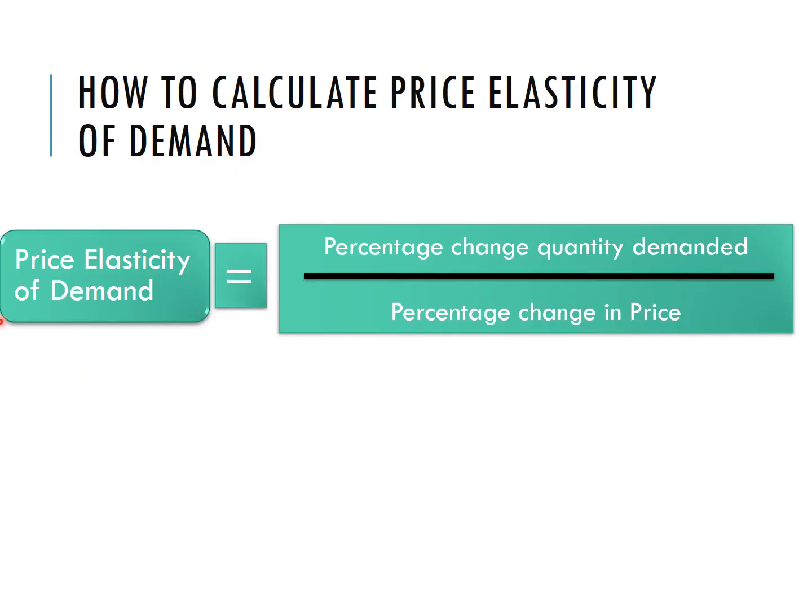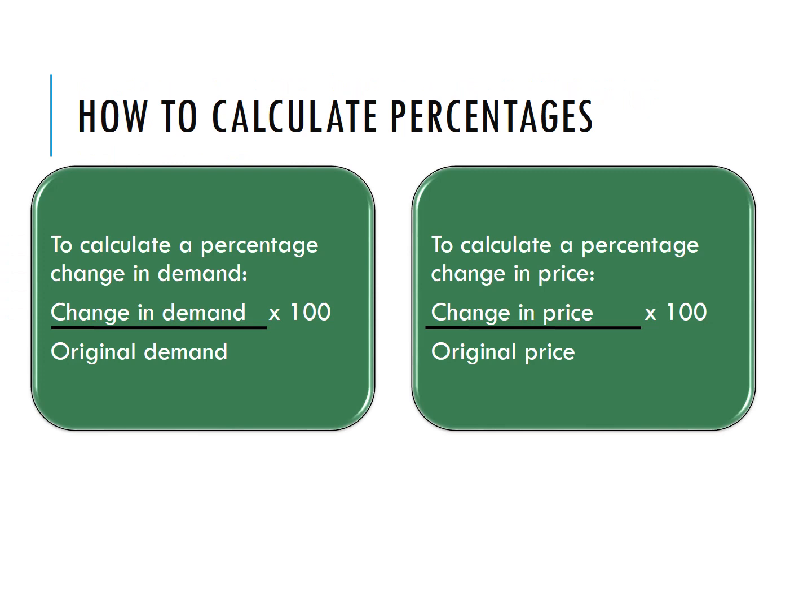Remembering that the price elasticity of demand formula is the percentage change in quantity demanded over the percentage change in price. And now we can calculate both of these. We need to remember how you calculate a percentage change. You look at the change in the value over the original value times 100. So for the percentage change in price, it's the change in price, minus 10 pence, over the original price, 30 pence, times 100.